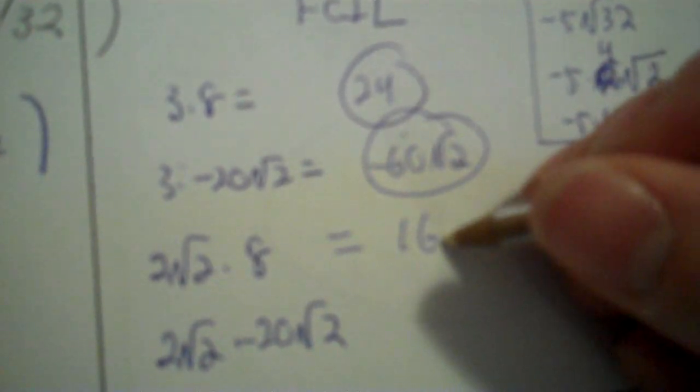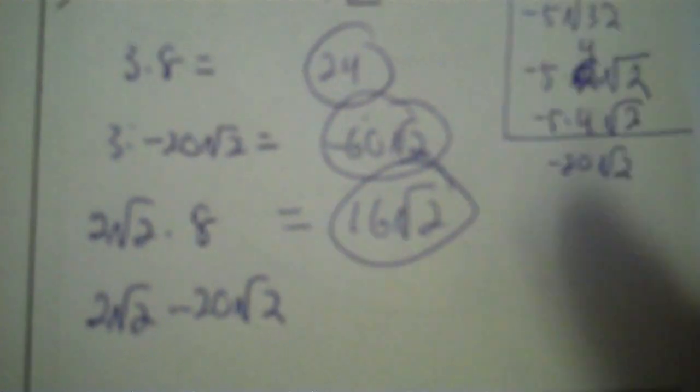Then I take the 2 times the 8, that's 16, with a radical 2. That's good that we got radical 2 there. Then I take 2 times negative 20 is negative 40, but you got to multiply the 2 and the 2 now because they're both in a radical. That's 4. Now don't circle it because the square root of 4 is 2. So it's negative 40 times 2 is negative 80.